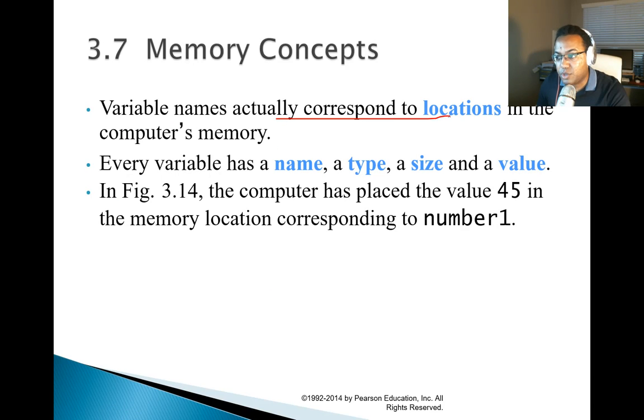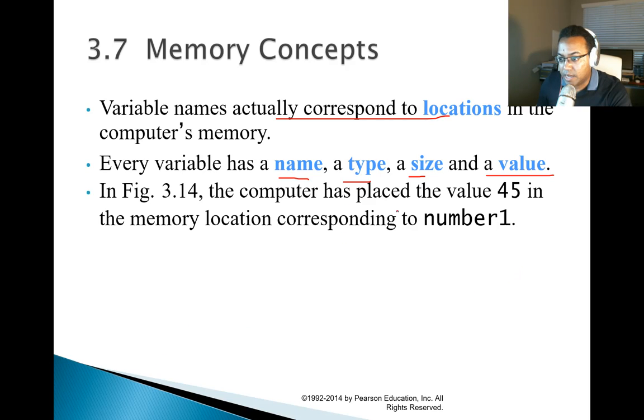Variable names actually correspond to locations in the computer's memory. That is very complicated. You have to get into discrete mathematics to really understand a lot about that. I'm not going to go any deeper than what they're telling you right here because discrete mathematics. That's all I'm going to say. Every variable has a name, a data type, a size, and a value.